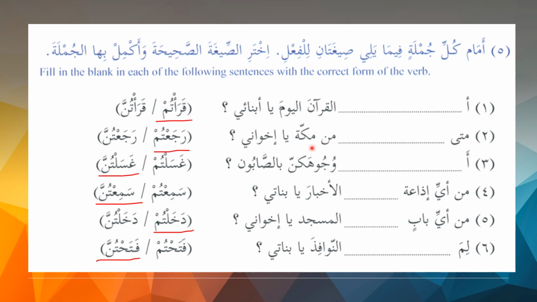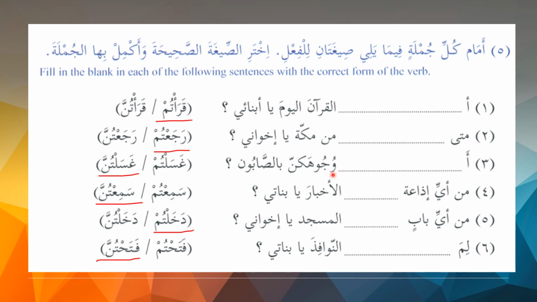Mata dash min makkata ya ikhwan. Mata raja'tum. Ikhwan means brothers, ikhwani my brothers, so it is for the male. Mata kharajtum min makkata ya ikhwani.